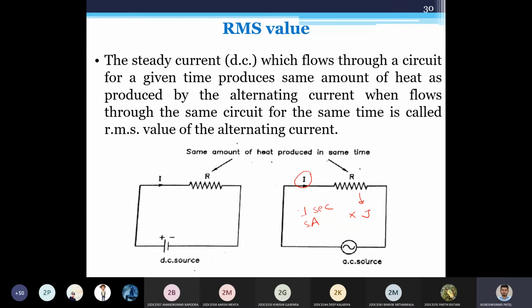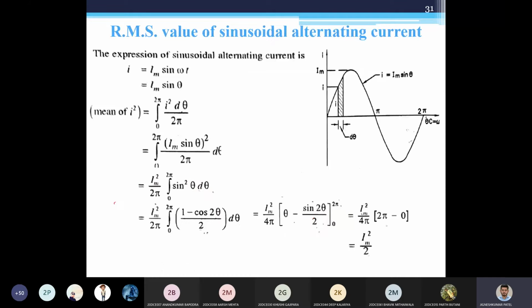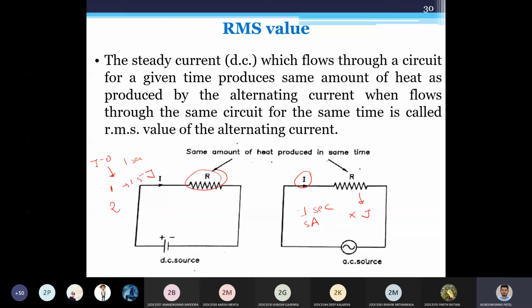I'll start with current 0, then I'll gradually increase the current after each 1 second, and I'll measure the heat produced over this element. Now initially, let us say I have 1 ampere current, it might be possible I have produced 1.5 joule of energy. When I flow 2 ampere, this is just a random assumption, at 2 ampere I can have 2.2 joules of energy.